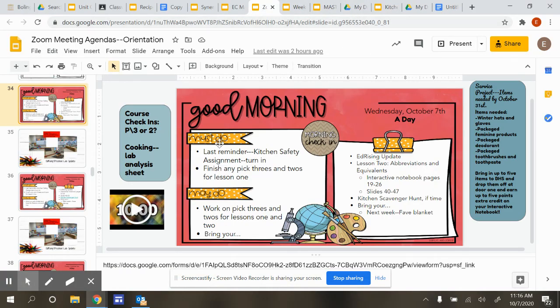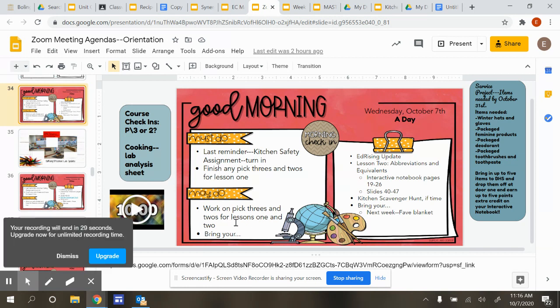At the end of class, I reminded everybody, this is your last reminder to turn your kitchen safety assignment in if you haven't already. You should be finishing any pick 3s or 2s for lesson 1, and then you could start working on the pick 3s and 2s for lesson 2.